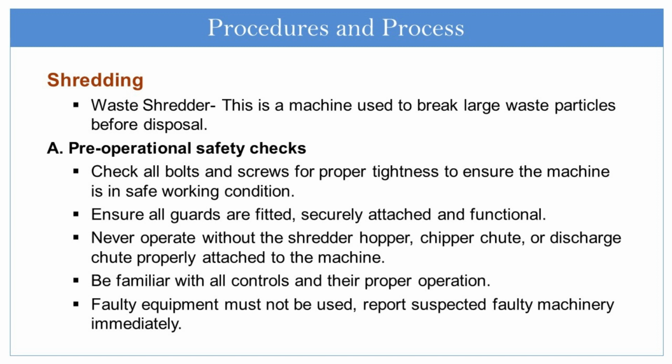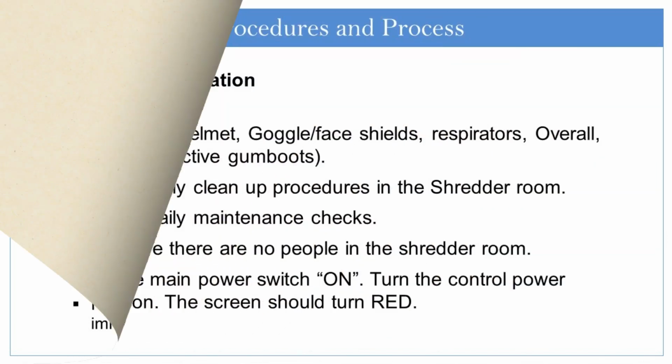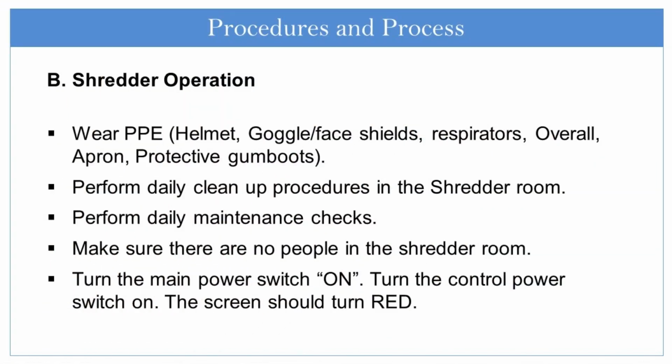Report any suspected faulty machinery immediately. If you find that the nuts and bolts are loose or there is some issue, always report it. Don't use it unless that is fixed. When you have to operate it, always wear PPE, and now you also have to use the helmet, goggles, face shields, respirators, overall or apron, and protective gumboots, because particles are going to be there. Large particles will be shredded to the small ones. A machinery that is running and open can injure you, so you have to be very careful.